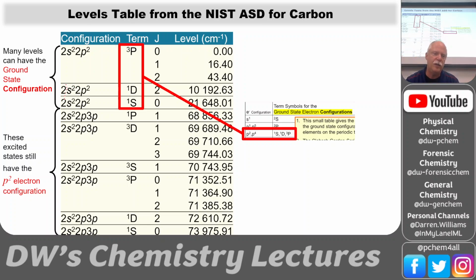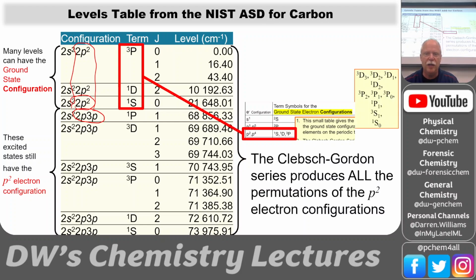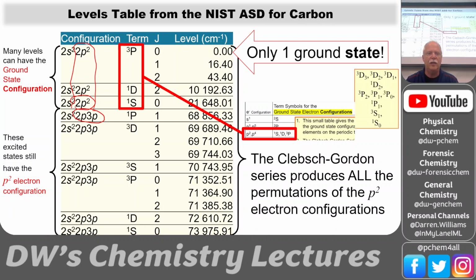Do y'all see the difference between a 2p2 right here versus a 2p and a 3p? This one absolutely has to be excited. These all have the same electron configuration as the true ground state. There's only one ground state. It's up here. So this, with the J equals 0 term, is the single and only ground state. But if we're talking about the configurations, there are 5 of these levels that have the ground state configuration. And that's what was given in this table.